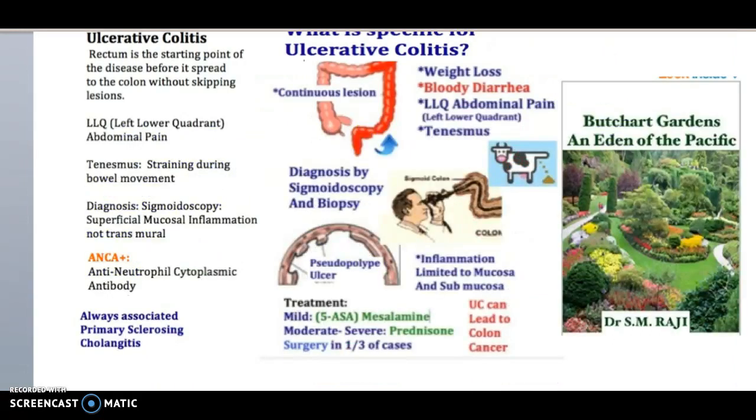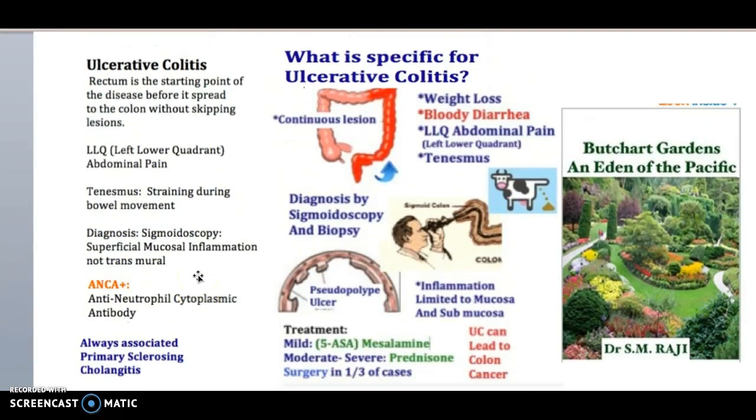So let's get to that. What is specific for ulcerative colitis? In ulcerative colitis, the rectum is the starting point of the disease before it spreads to the colon without skipping lesions. It means that across the colon, as you see in this illustration, it spreads continuously until it reaches the end of the colon, contrary to Crohn's disease, where it does skip lesions. It is important to note that. There's abdominal pain in the left lower quadrant, and tenesmus, which is straining during bowel movement.